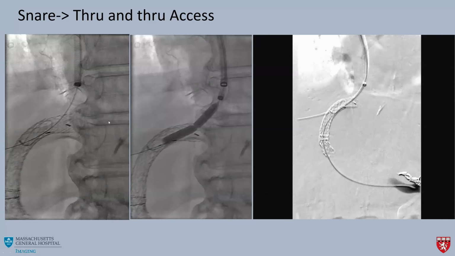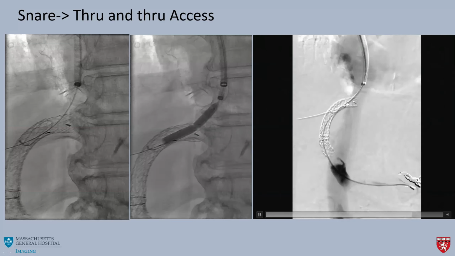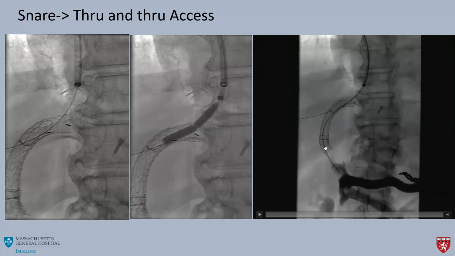We went from above and we snared that V18 wire. And then, once we snared it from above, we had through-and-through access. The next step is to try to get a wire or some sort of catheter down into the stent from above. So we did some gentle angioplasty of the fibrous cap so that we can pass our devices. And after the angioplasty, we're able to get a Glidewire down and through the stent.